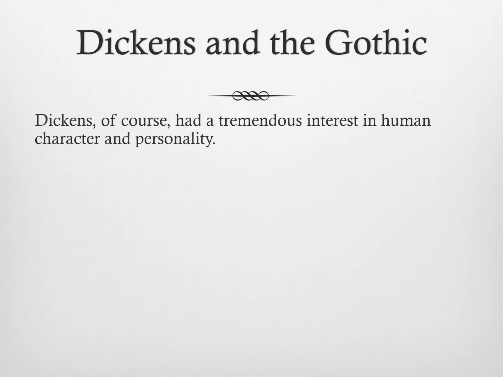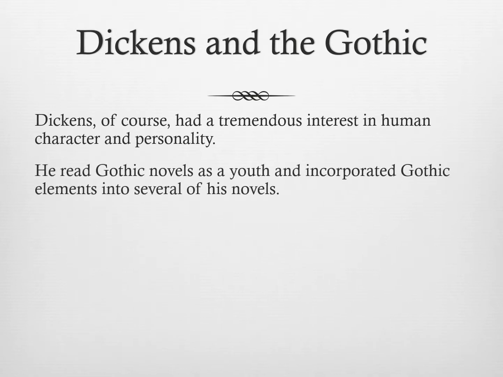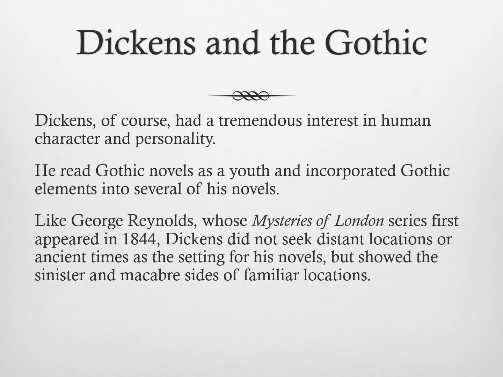He was hugely interested in human character, human personality. So all of these things would have been things that he would have taken an interest in at that time. And he did read these Gothic novels when he was young. And as I say, we can find Gothic elements in several of his novels.